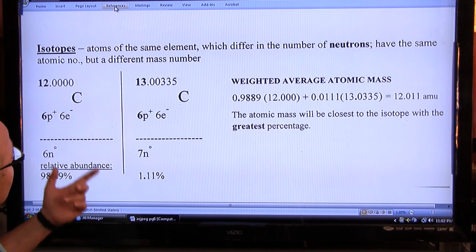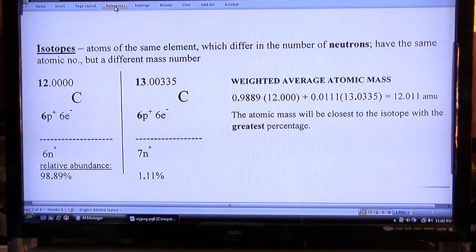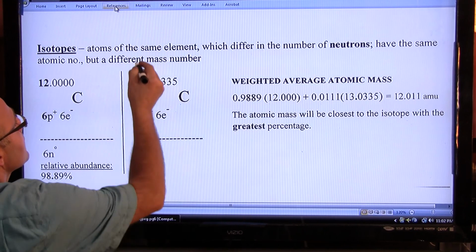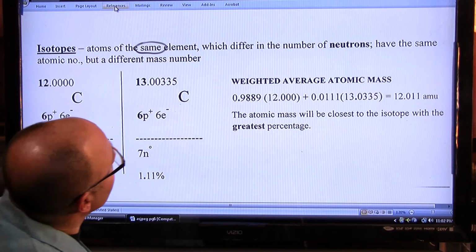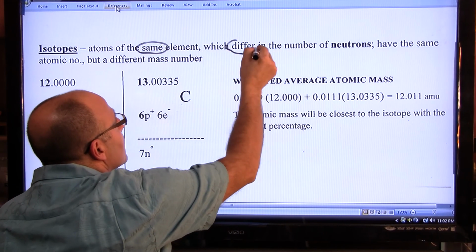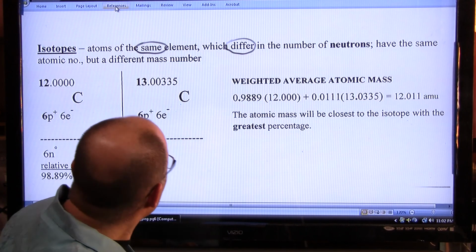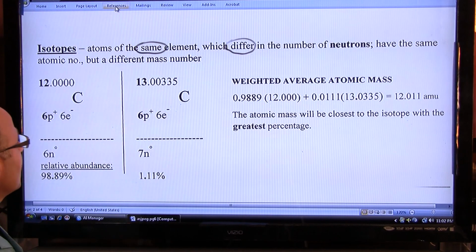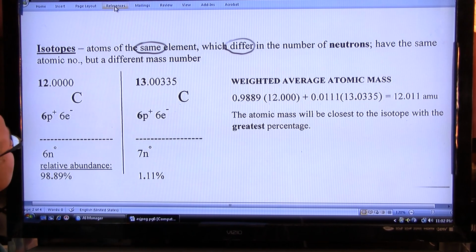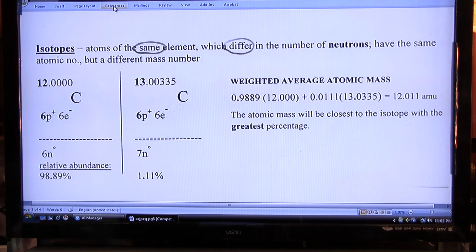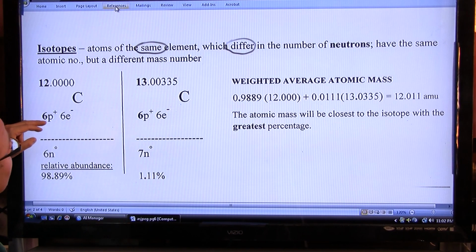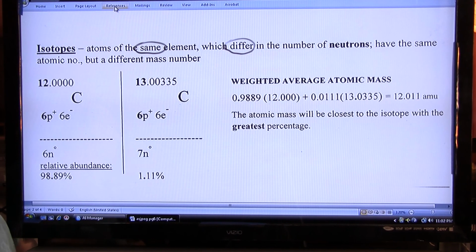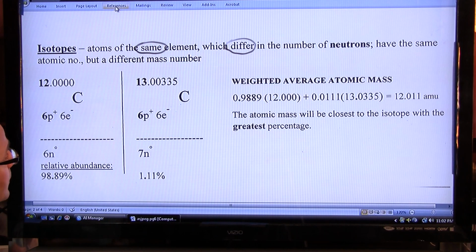So the isotopes, by definition, are atoms of the same element, which differ in the number of neutrons. And because of that, isotopes are going to have the same atomic number, but a different mass number. Remember, the atomic number is the bottom number. The mass number would be the isotopic mass in this case, rounded off to the nearest whole.